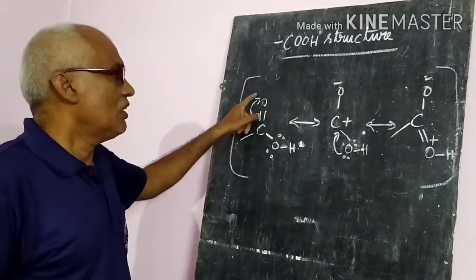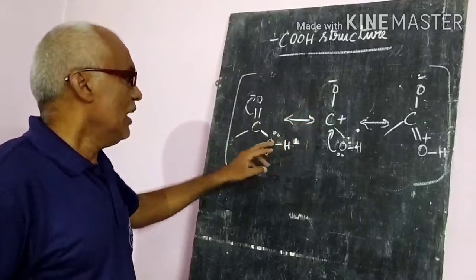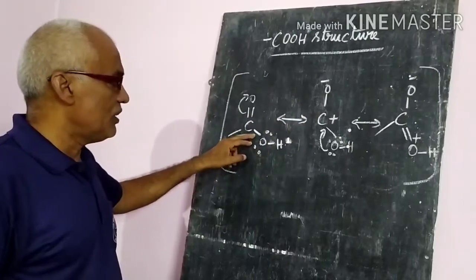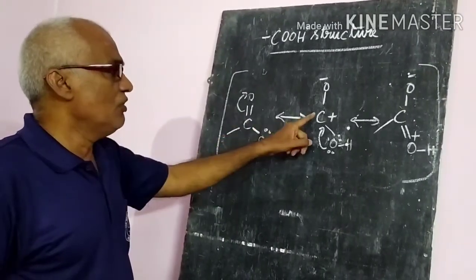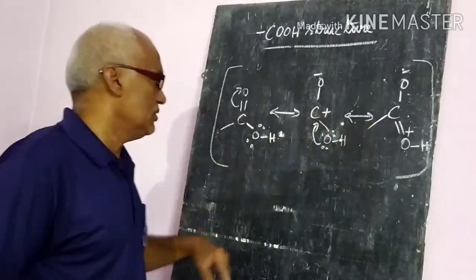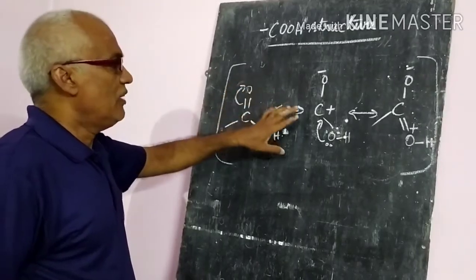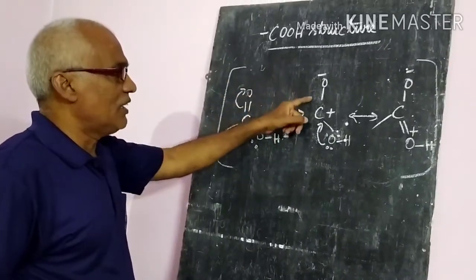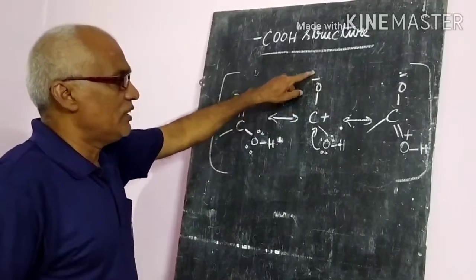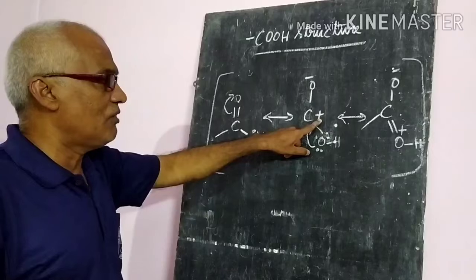So what will happen is the bonding electrons pass very near to the oxygen, and these electrons will shift to this side. So you will get resonance structures. This is the carboxyl functional group, and when the electrons move, oxygen becomes negatively charged and carbon gets the positive charge, that is, a carbocation will be formed.